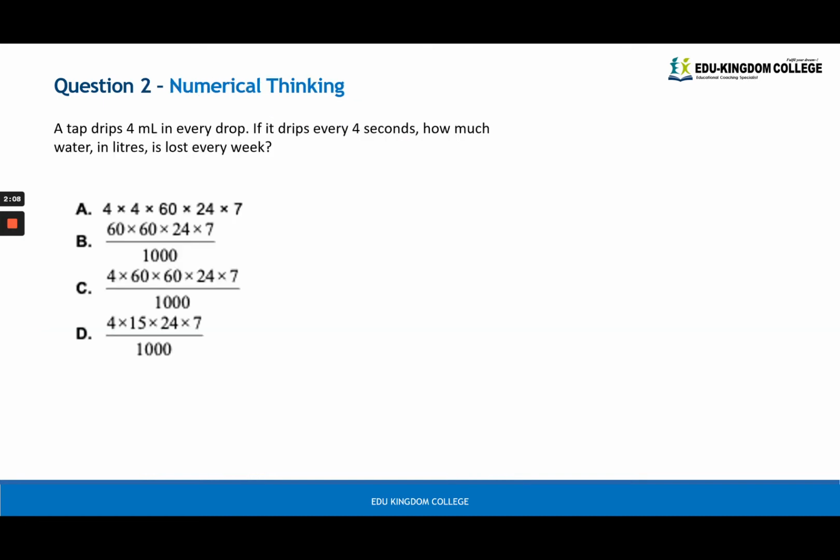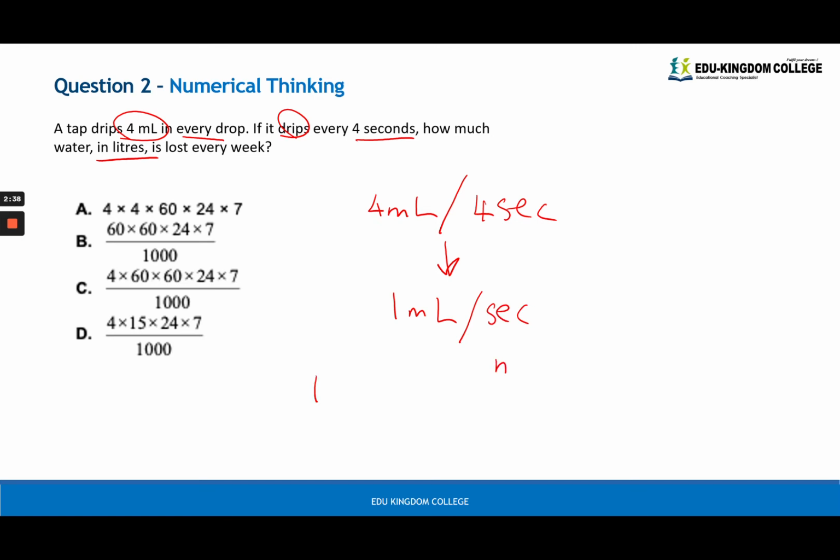Okay, so a tap drips 4 mils every drop. If it drips every 4 seconds, how much water in liters is lost every week? 4 mils, it drips every 4 seconds, so per 4 seconds. What does that mean? That means it's 1 mil per second, right? So we're going to take that 1. How many seconds are in a minute? 60, right? So times 60, 1 times 60 per minute.